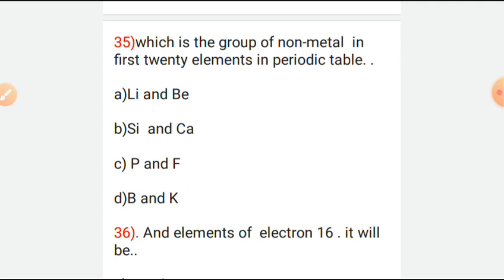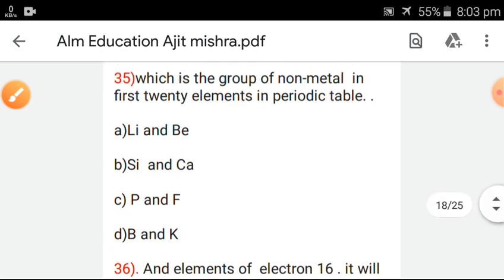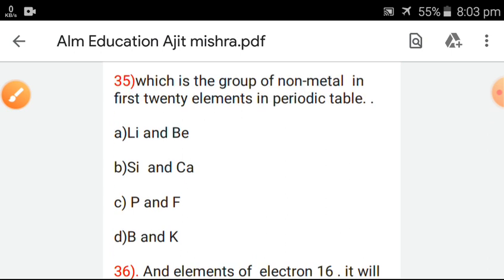Next question. Which is the group of non-metals in the first 20 elements in the periodic table? Lithium, beryllium, silicon, calcium, phosphorus and fluorine, boron and potassium. Choose the correct answer. The answer will be option C, phosphorus and fluorine. The non-metals which lie in the first 20 elements of the periodic table are carbon, nitrogen, oxygen, fluorine, neon, phosphorus, sulfur, chlorine, etc.